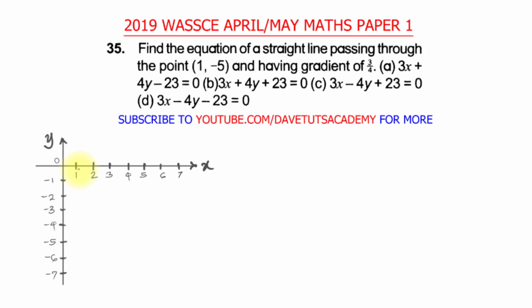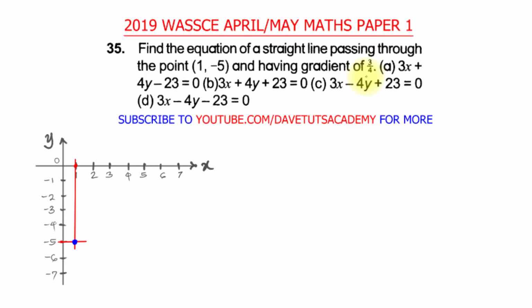We will have here x is 1, this is 1, and then y is -5, this is -5. Their point of intersection, if you are to trace that, you can see coming here and coming here. So the point of intersection here, that is the point of interest. That is the point (1, -5).